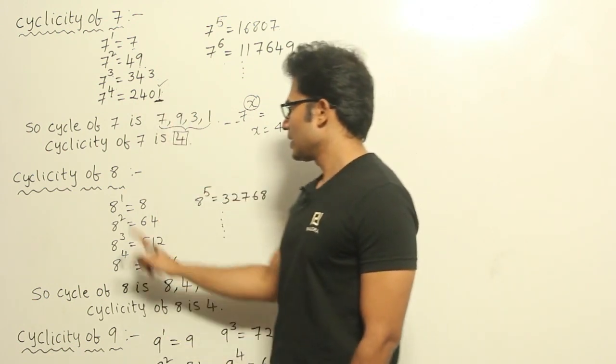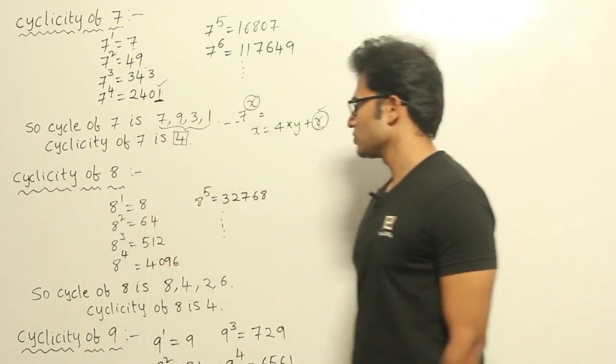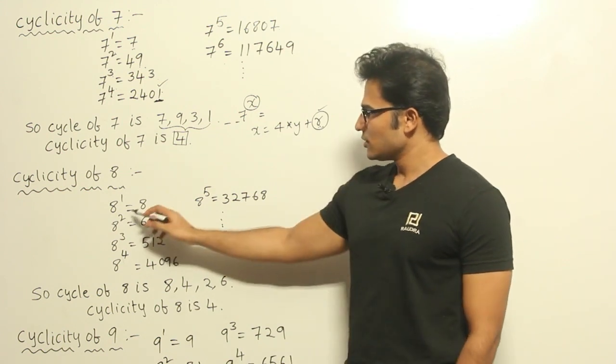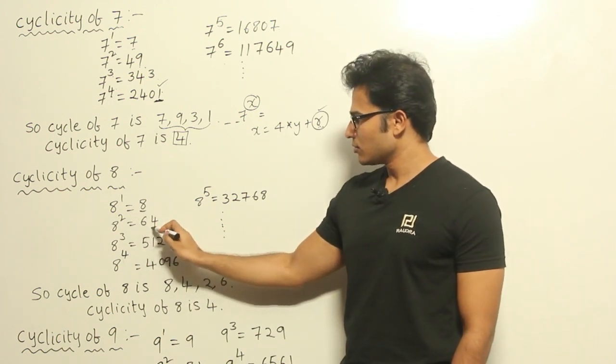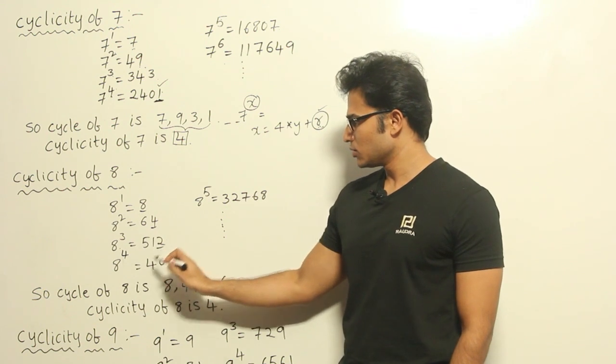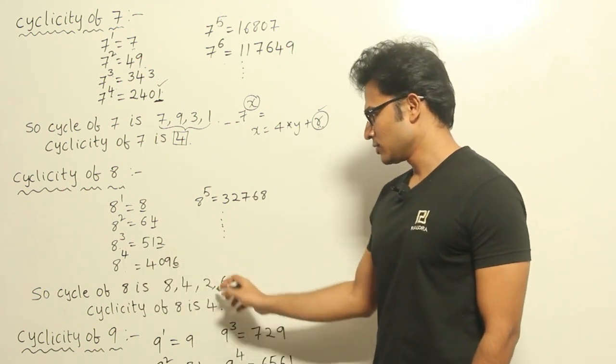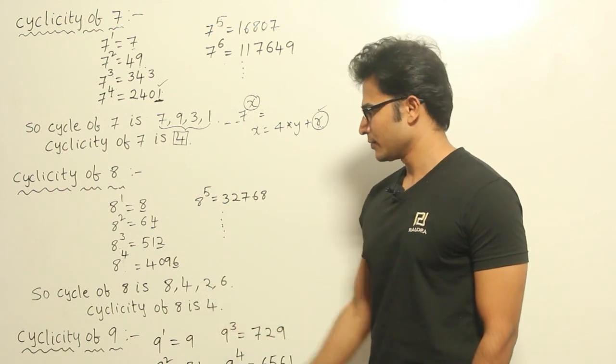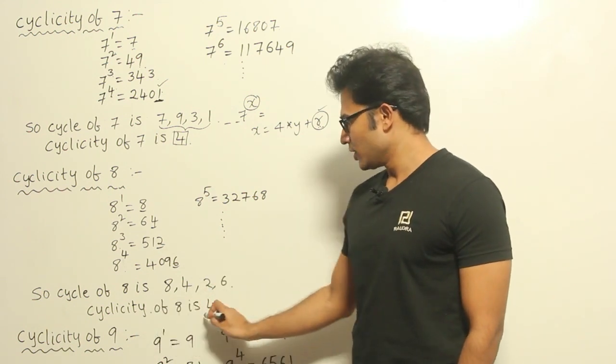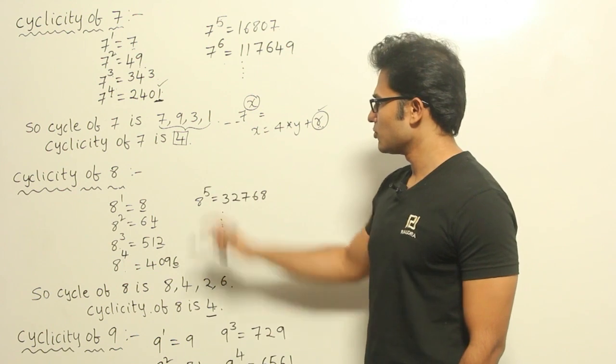And coming to 8, again the cyclicity of 8 is also 4, right? If you see the numbers, 8 power 1 is 8, 8 power 2 is 4, 8 power 3 is 2, 8 power 4 is 6. Now 8, 4, 2, 6 are there and they will keep on repeating. Therefore, cyclicity of 8 is 4. Again you can use the same rules, right?